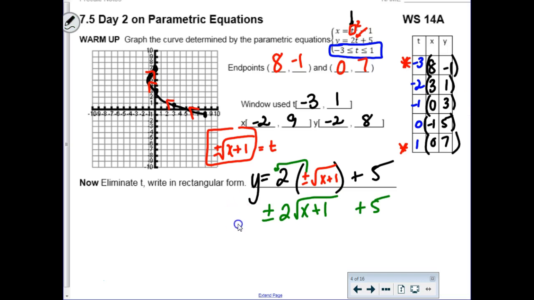So on those book assignments when it said write it in rectangular form and then graph the function or graph the equation, they would then want me to go graph this guy.